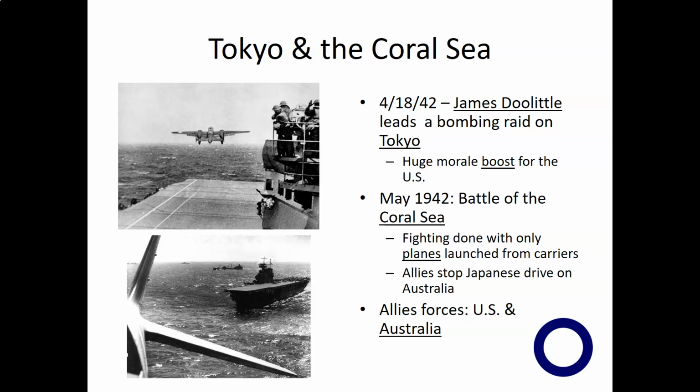Now, the Americans hit back after Pearl Harbor in the Doolittle raid against Tokyo, which really doesn't do a whole lot, but it's a huge morale boost and does show the Japanese that the Americans are willing to fight and can hit the Japanese homeland. You have the Battle of the Coral Sea, which is basically a draw, but it's the first battle in history that is only fought by forces that don't see each other on sea. So it's fought by carrier-based aircraft completely, and this marks the Allies stopping the Japanese drive on Australia.